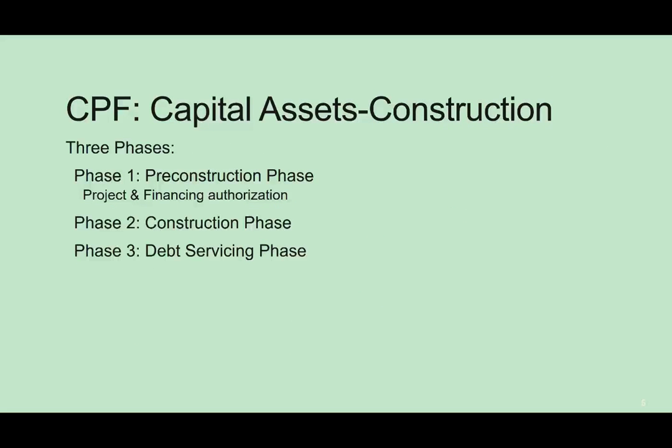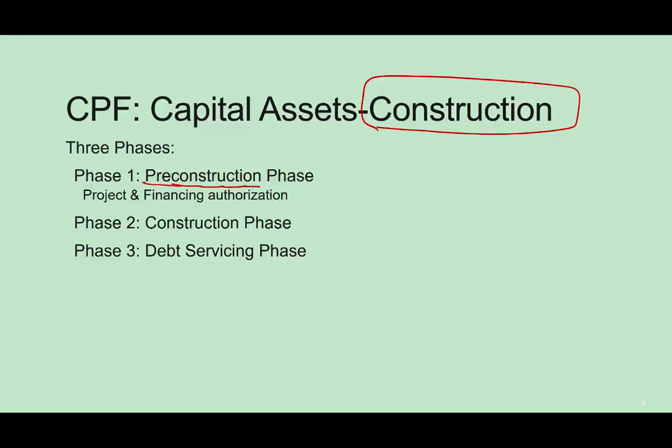Now, what happens if we are going to construct a capital asset? We're going to go through what's called the 3 phases to show you how the process works, but it's not really much. It's just common sense. The capital project fund, when we are constructing an asset, let's assume a building or a bridge or a road, the process goes through 3 phases. The first phase is the pre-construction phase. We haven't started the construction. What do we do during this phase?